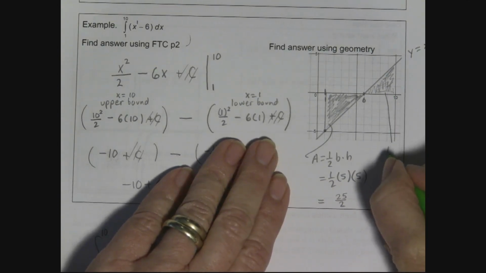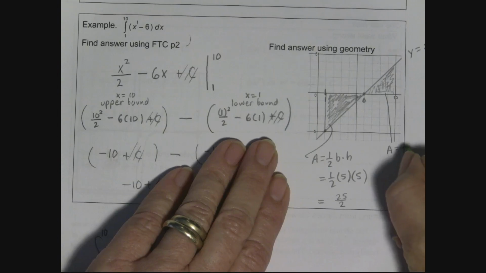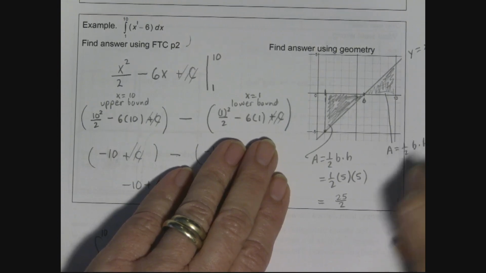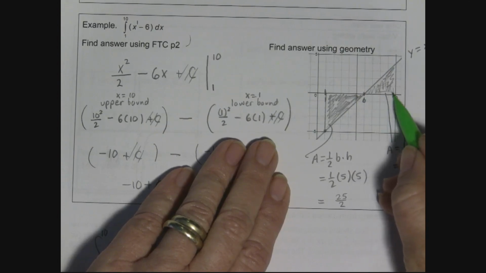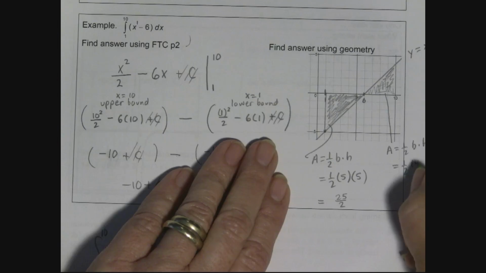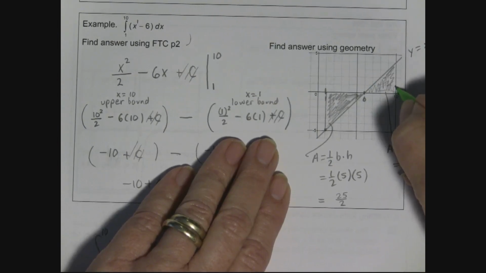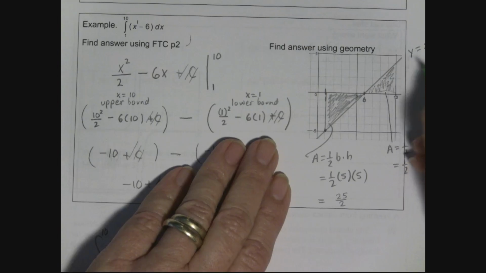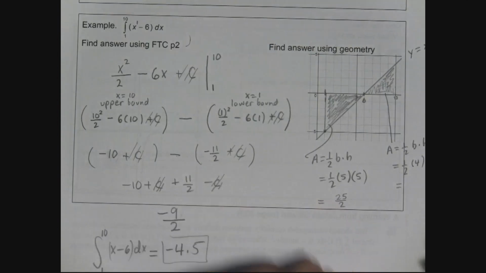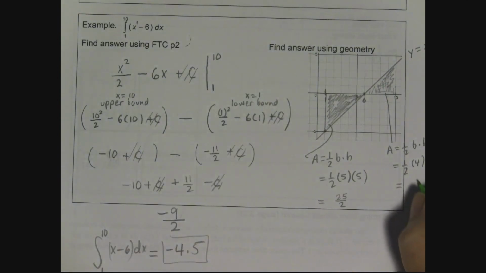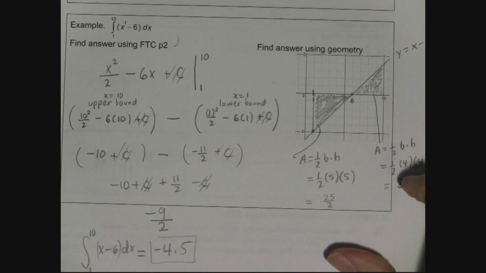Okay, so this other area is also a triangle, 1/2 base times height. The base here goes from 6 to 10, so that's 4. And then the height, 1, 2, 3, 4. So the area here is 8. And I didn't use my calculator, so I hope I'm right on that.